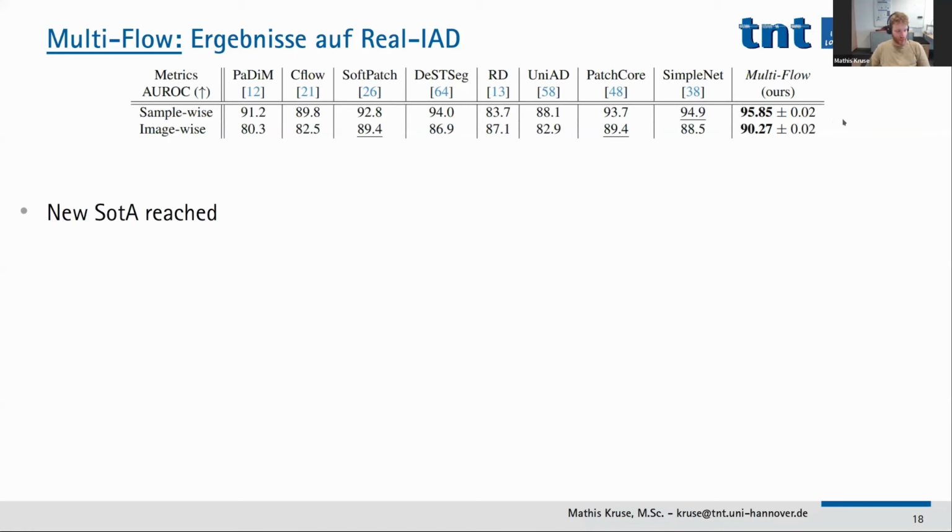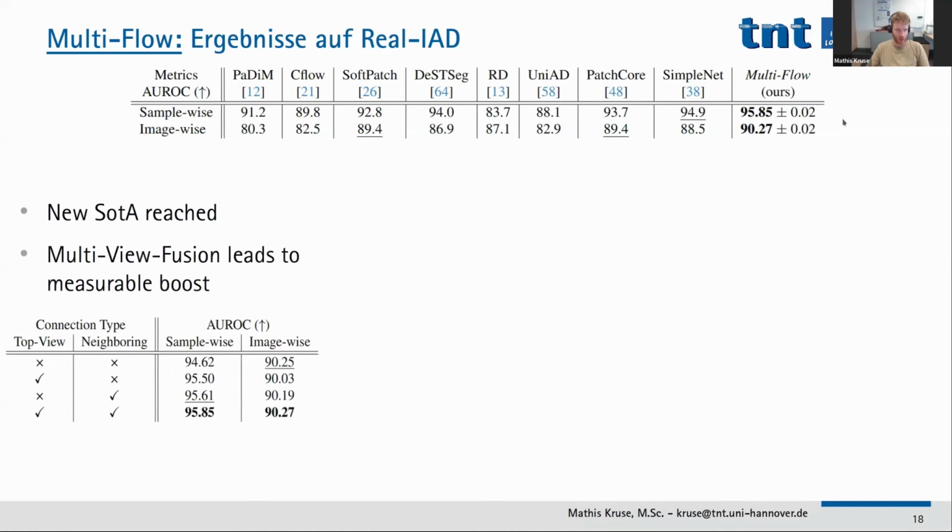Sadly, the segmentation metrics are also not bad, but they aren't as competitive as our detection metrics, which is a common problem for normalizing flow methods, and maybe also a problem for my future research.